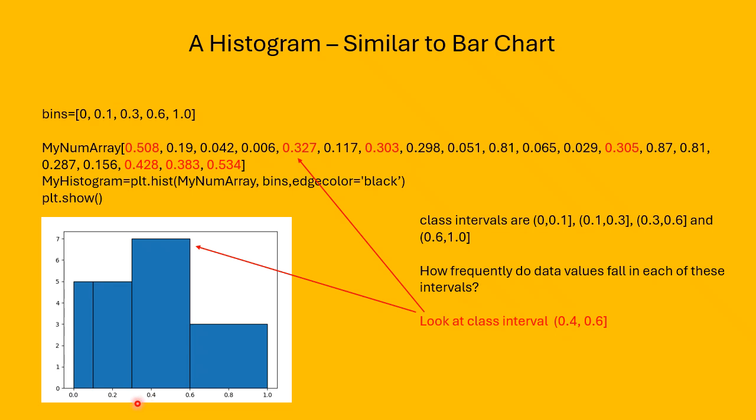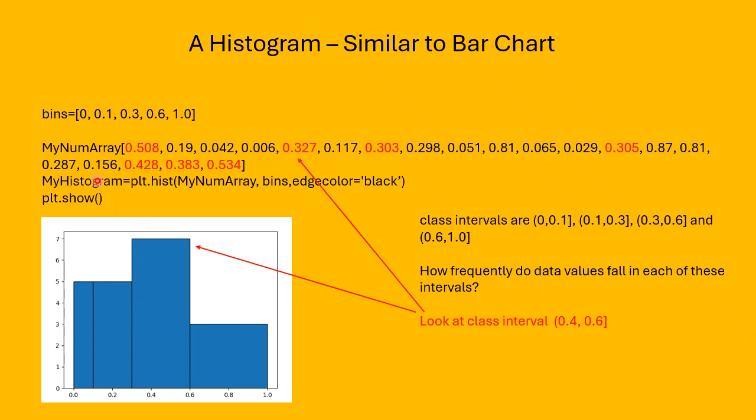If you count these, we have 1, 2, 3, 4, 5, 6, 7 values that are between 0.3 and 0.6. So we draw a vertical bar over that class interval that has height 7. 7, as you can see, is shown here on the vertical axis. The height of this rectangle is 7. So what happens is the heights of each of these rectangles tells us how many data values are within the class interval. To produce this histogram graphically, we would use a statement like this.